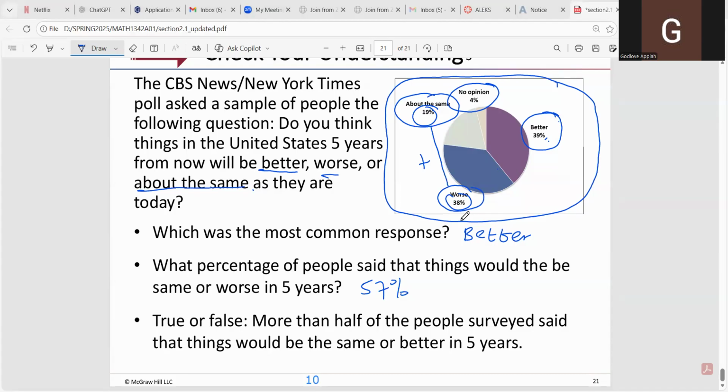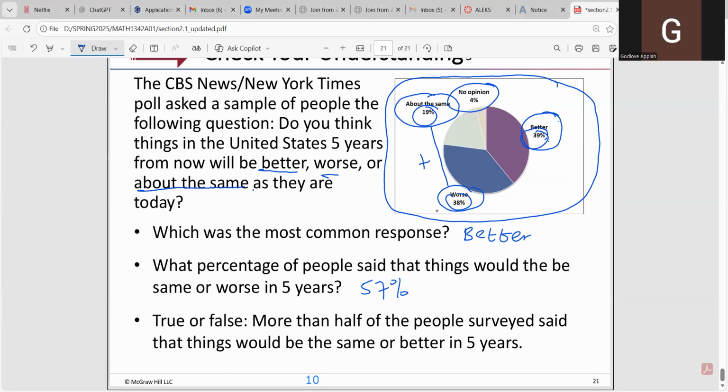That is correct. So again, you would have to add the proportions of those who said that things are going to be the same and those who said that things are going to be better. So you're going to add 39% and then 19%. So that should give us about 58%, right? And that is obviously more than half of the people who were surveyed. So that means the answer to this question will definitely be true.